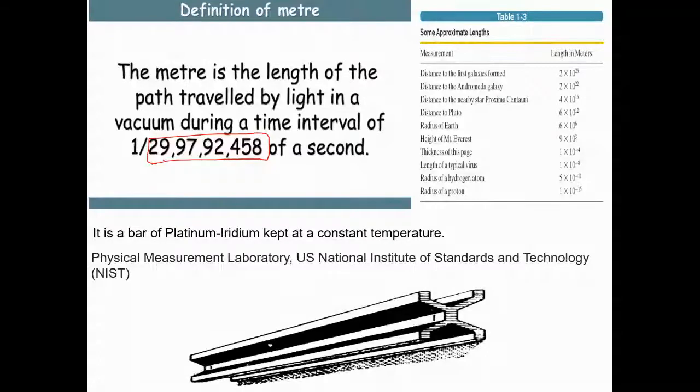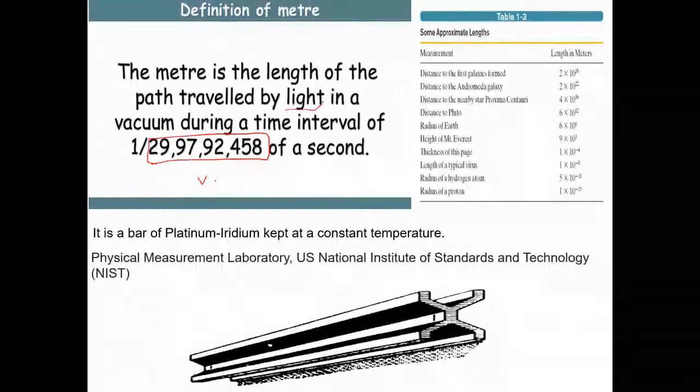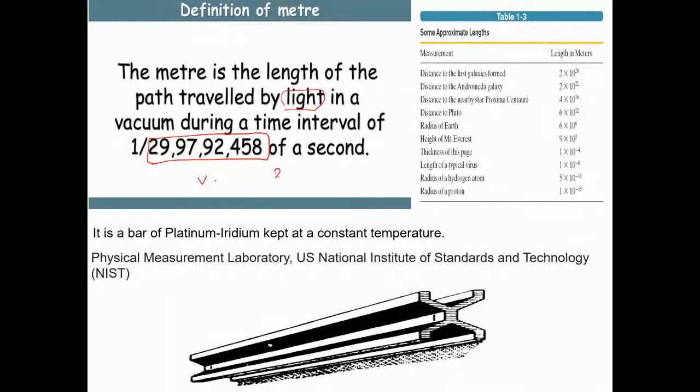What is this number? I don't know. This number is nothing but the speed of light. The speed of light is nothing but 2.9 multiplied by 10 to the power of 8 meter per second. So, brother, what is given here?